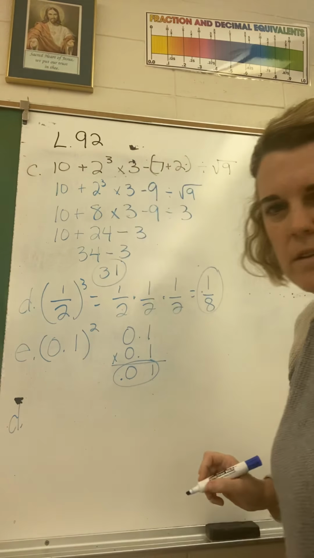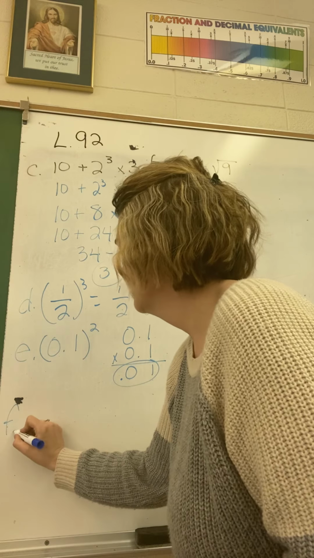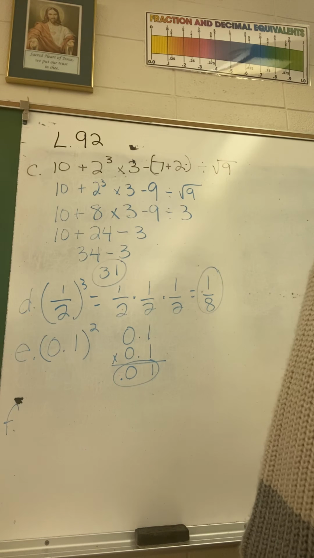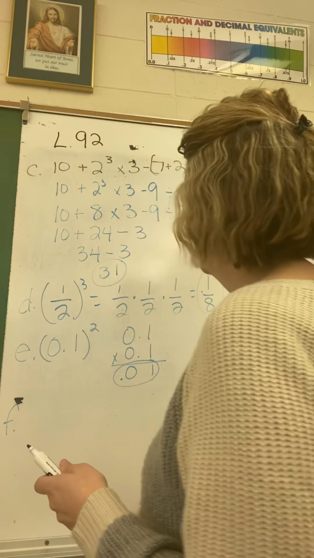Can you see D? Okay. Oh, no, I'm already... Sorry, guys. We're on F, because I already did D. So 1.5 times 1.5. Actually, let's try this.